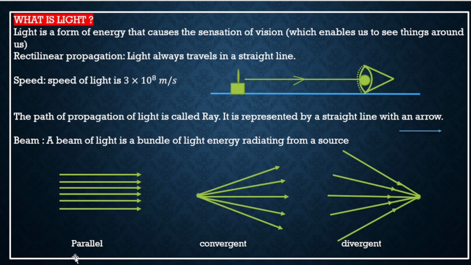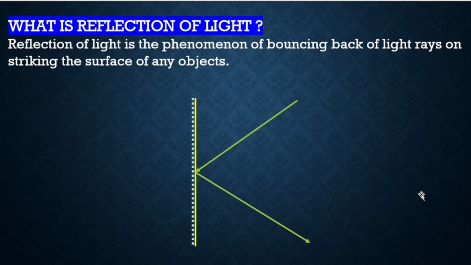Parallel beam: rays that travel closely along each other and never meet. And in the case of a convergent beam, rays that originate from a single source and spread outwards in different directions. And divergent: rays come from different directions and meet at a single common point.